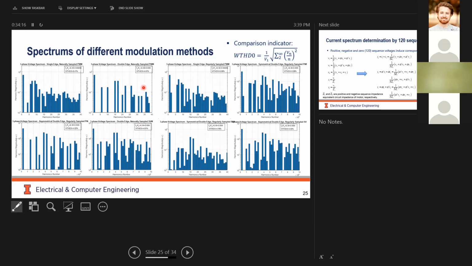And you can also see there is some subtle difference between the algorithms, like how the spectrums spread in the graph. That will cause some difference in the current waveform and eventually the losses.